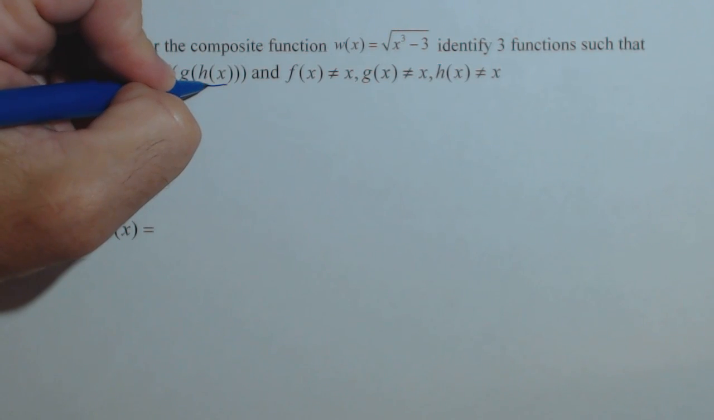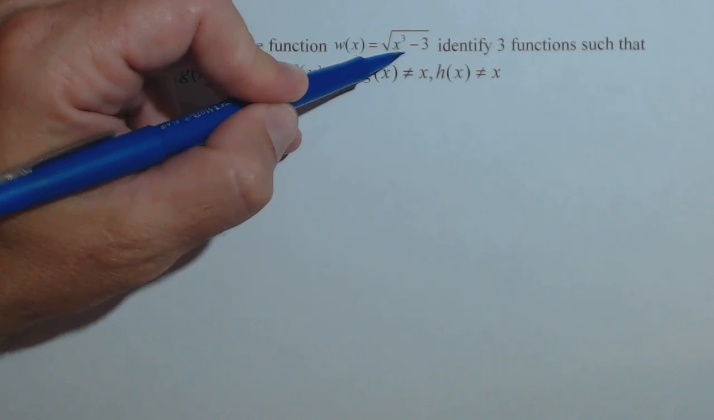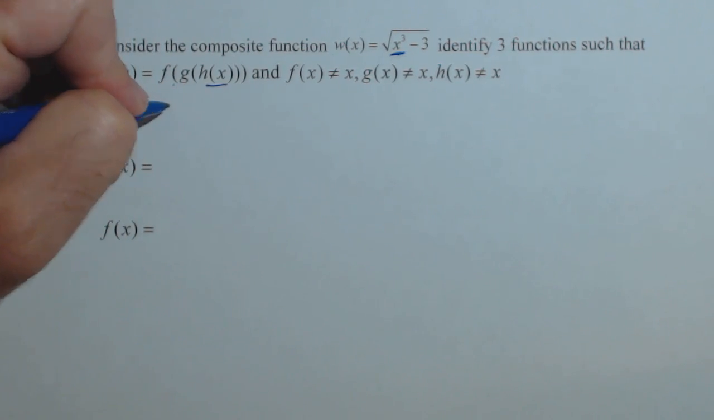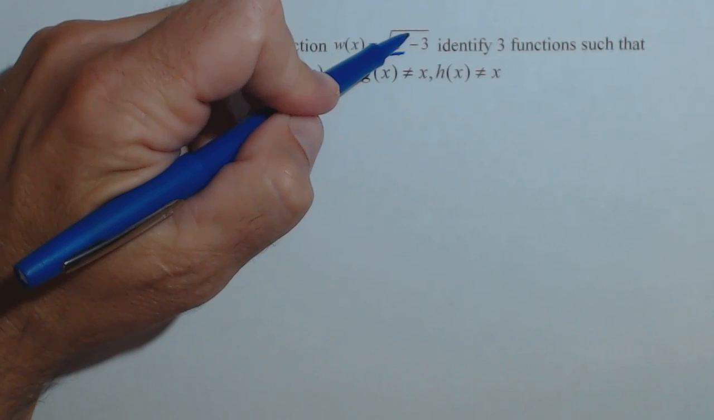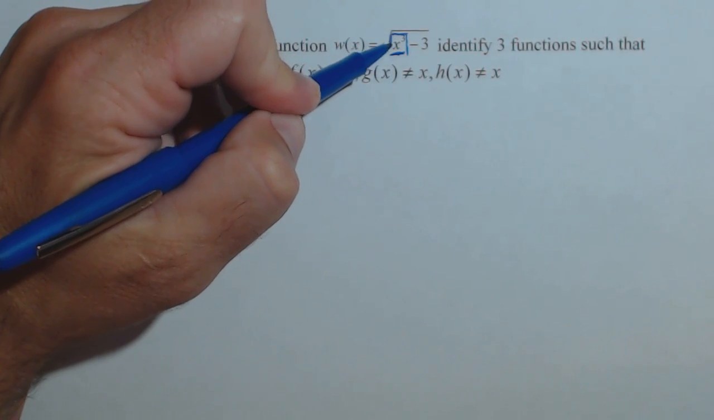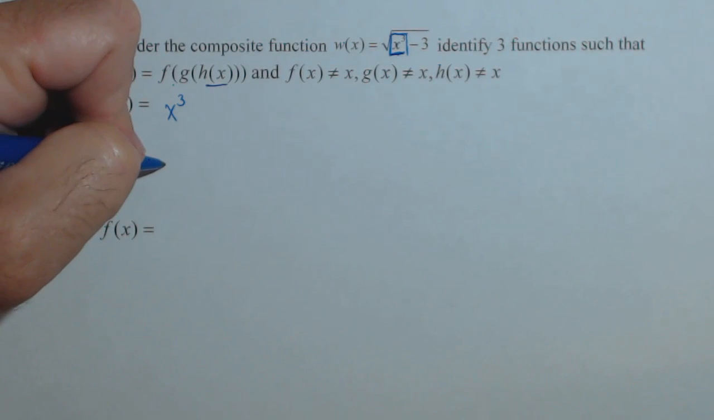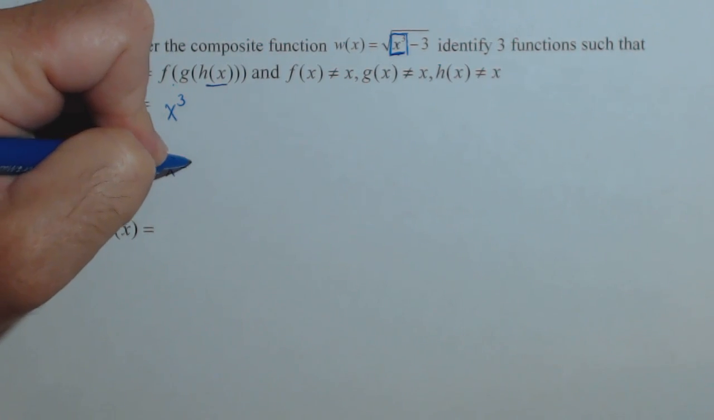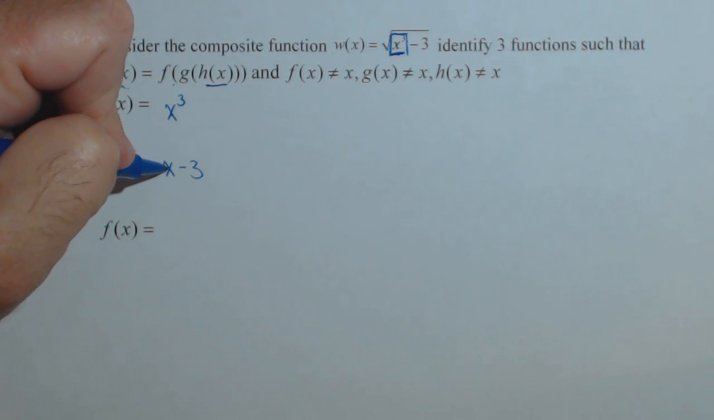So h of x is the insidemost function. Well, I think the easiest for the insidemost function would be to let it be x cubed, because now we can think of a variable being in there for this. And so what happens when we put in x cubed? It gets a 3 subtracted off. So there's the 3. So putting this in here would give us x cubed minus 3.